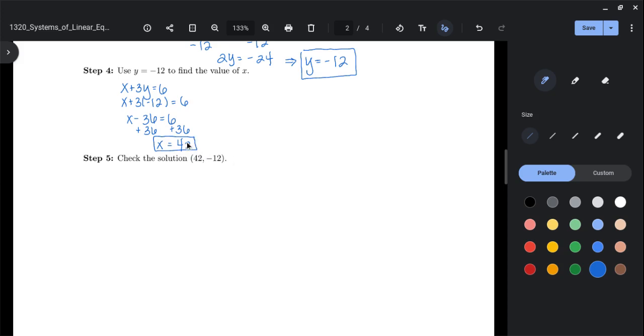So as of now, for our x value, we have 42, and for our y value, we have negative 12. And so our solution as an ordered pair would be 42, negative 12. But we need to check this solution, and we need to check it in both equations. So let's first look at equation 1.